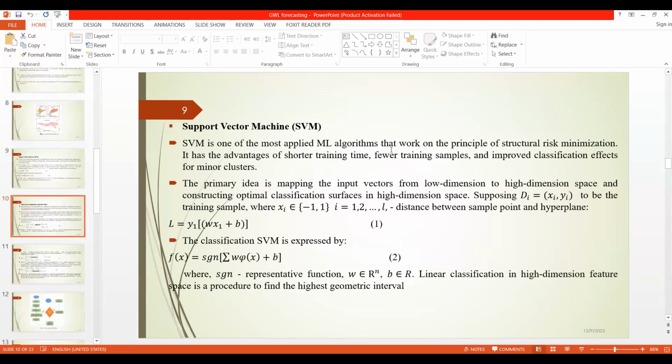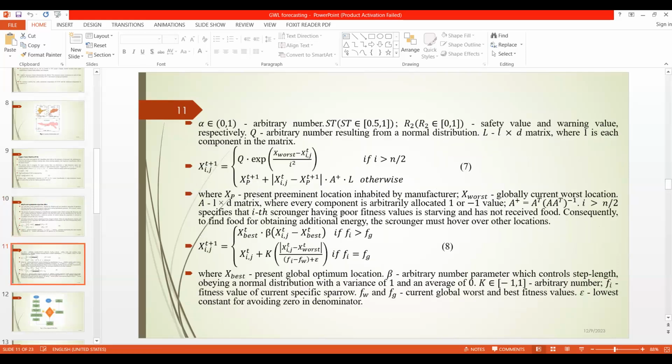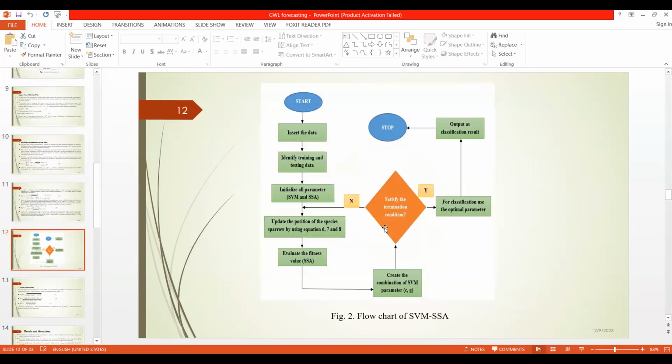And the main thing that I used is the salp swarm optimization algorithm, which is inspired by the foraging behavior of salps, which live inside the water. They search and follow a particular route, like GWO and others. These are called natural algorithms, based on things that happen in nature. These are a few mathematical equations related to this, and this is the flow chart of the SVM-SSA model. It is a support vector machine combined with the salp swarm optimization algorithm.